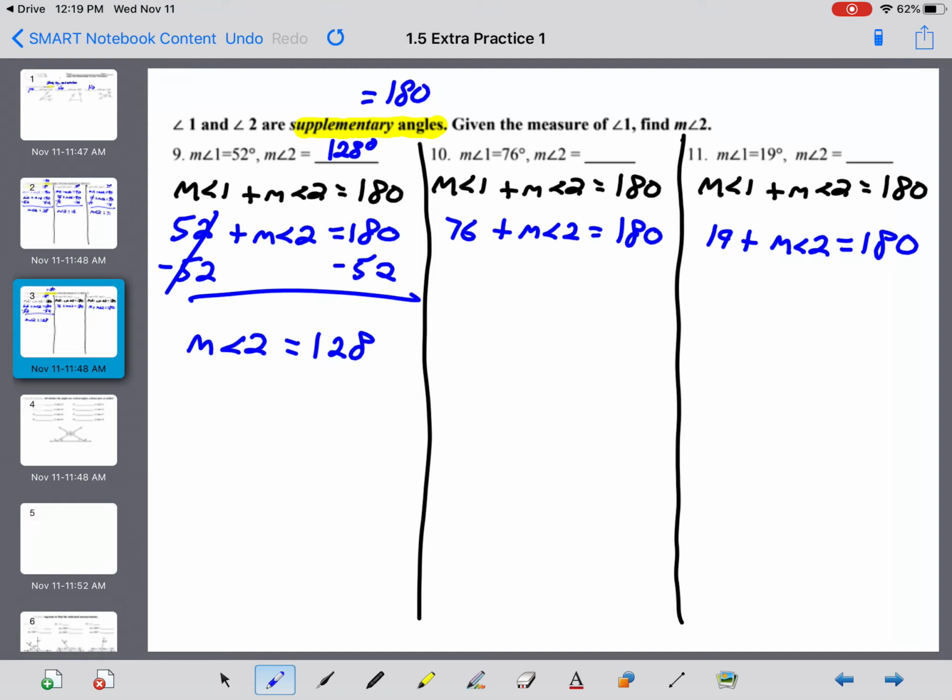Remember, feel free to pause if this video is just moving too quickly for you. I know it's a lot to write down, and I can cheat by copying and pasting, so take your time. Here we're going to subtract 76 on both sides, and the measure of angle 2 is equal to 104 degrees.